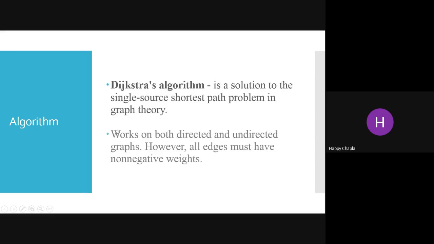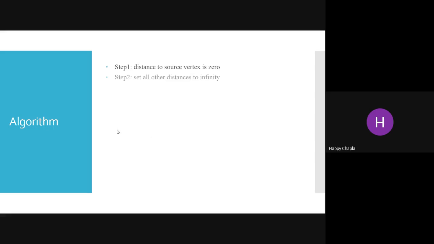That means how we can write this algorithm. Dijkstra's algorithm is a solution to the single source shortest path problem in graph theory. It works on both directed as well as undirected graphs. However, all edges must have no negative weights. Okay, this is the basic thing.